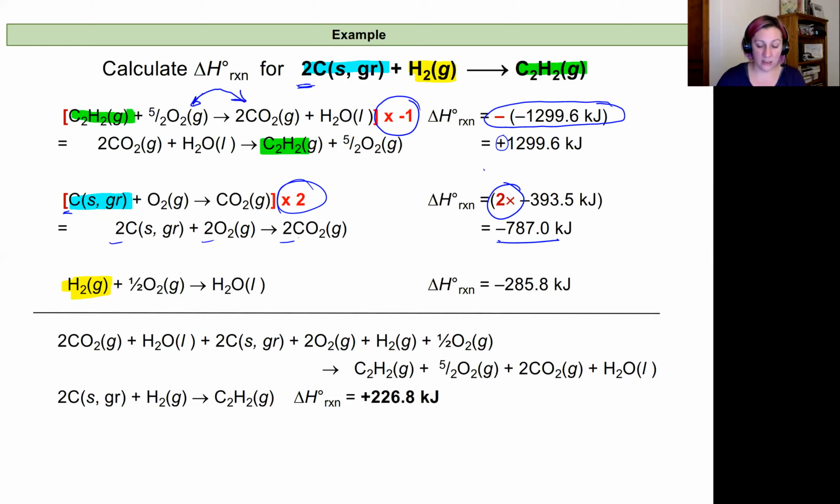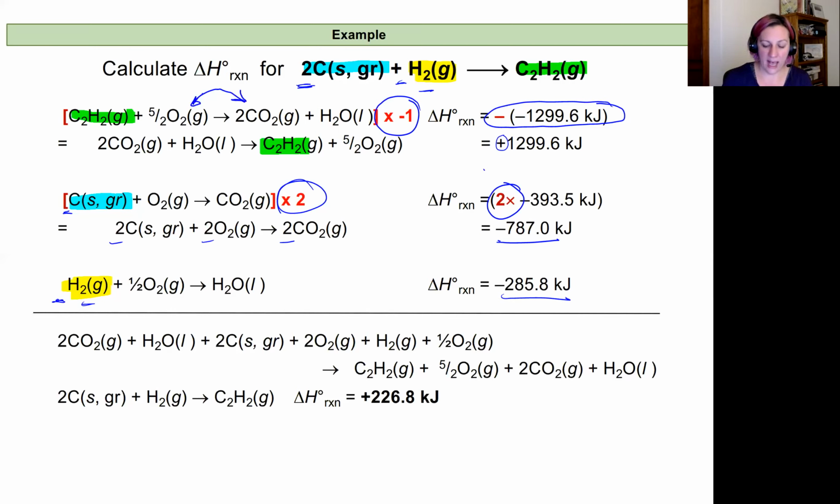All right, looking at our last one, the hydrogen. It's a reactant just like in the reaction that I'm interested in, so I don't need to multiply it by -1. It has a coefficient of 1 and a coefficient of 1, so it has the right coefficient. So this doesn't need to be manipulated at all, and the enthalpy stays the same.